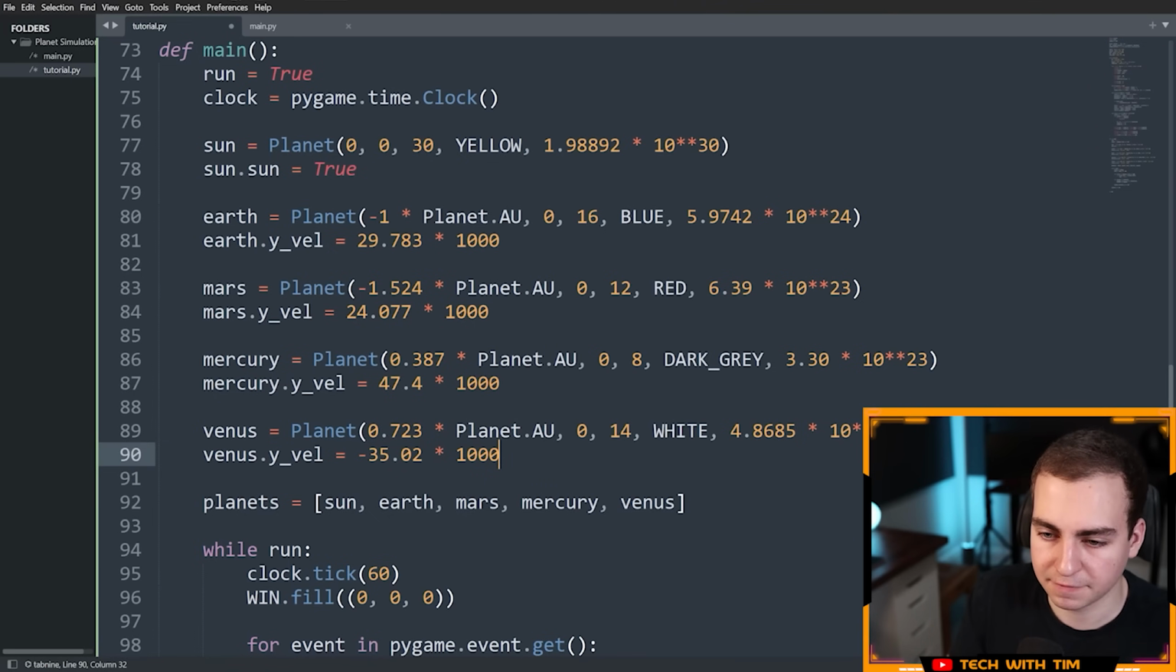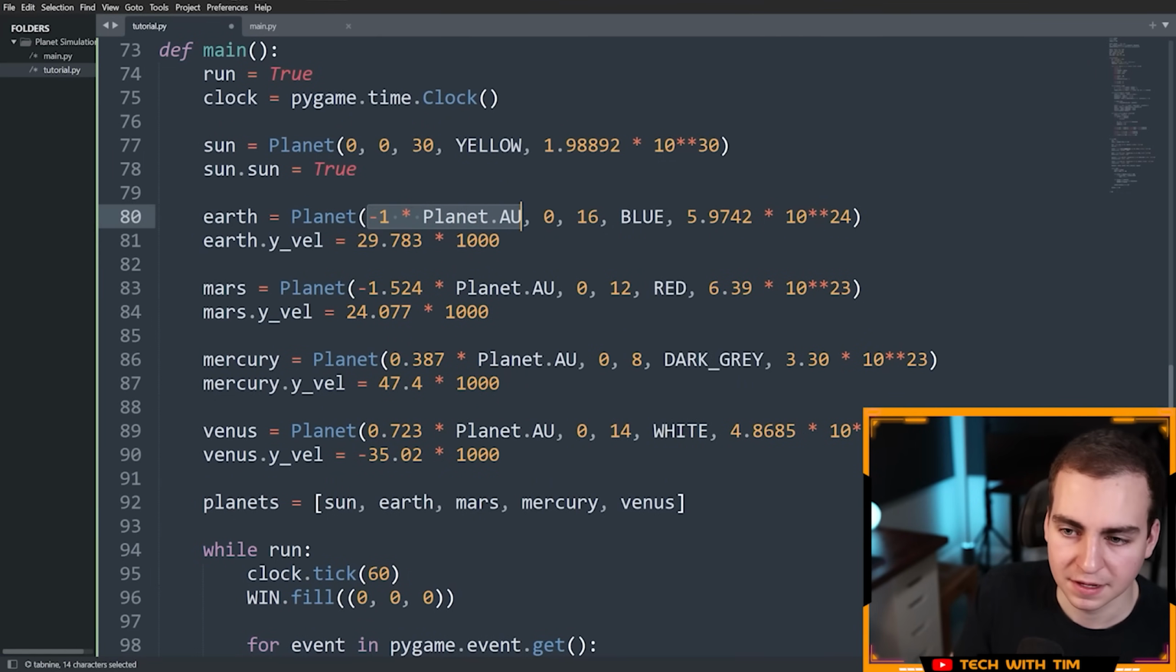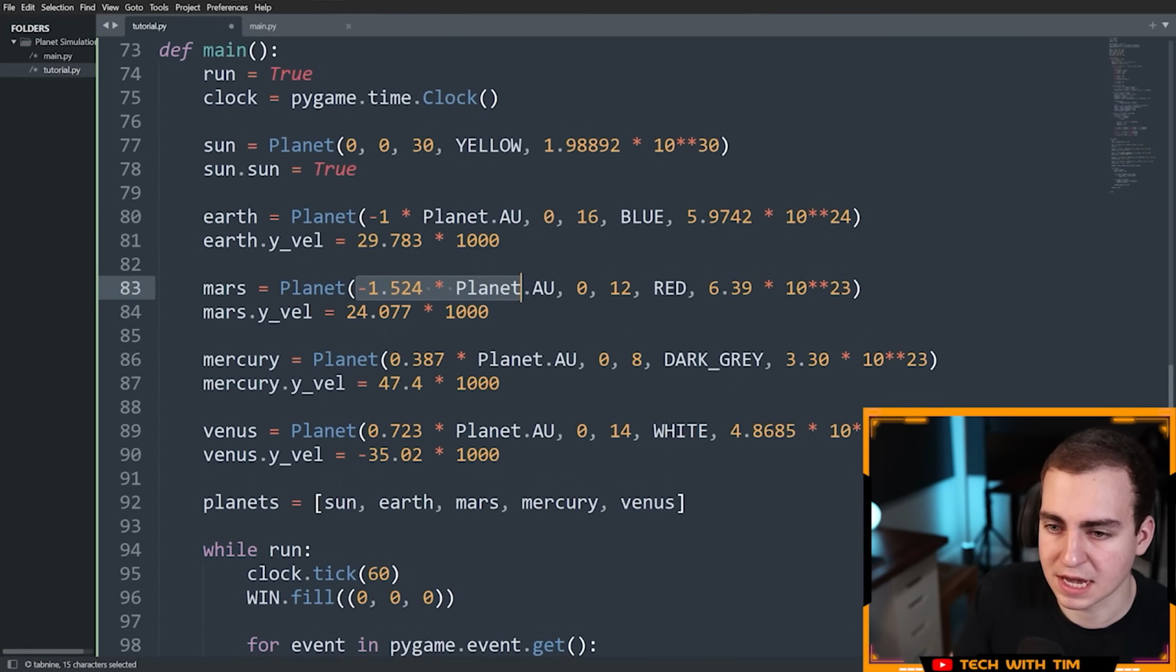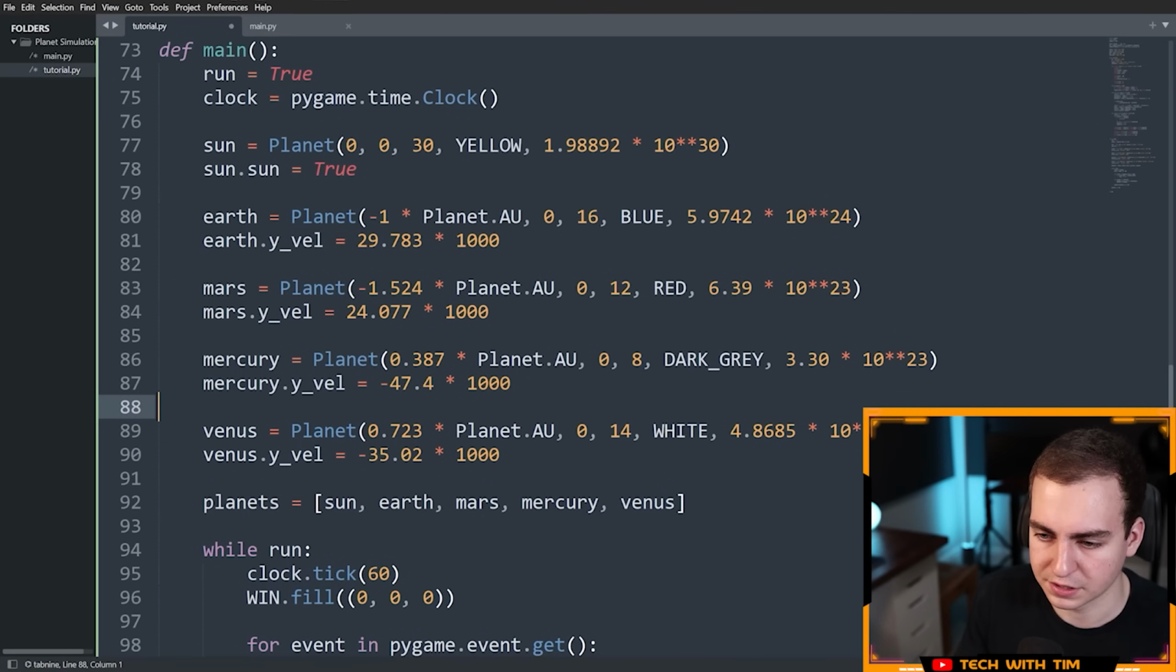Now you'll notice that for some of these, we have positive and negative. Like we have a negative planet AU moving us to the left, and then we have a positive y velocity. Then for this one we have a negative and positive, and then here we have a positive, and this actually needs to be negative to make sure that it's going to be moving in the correct direction. So if you have one that's positive, the other one needs to be negative so that they're all moving in the same direction, and vice versa. Hopefully that makes sense, but you'll see here when this starts running.